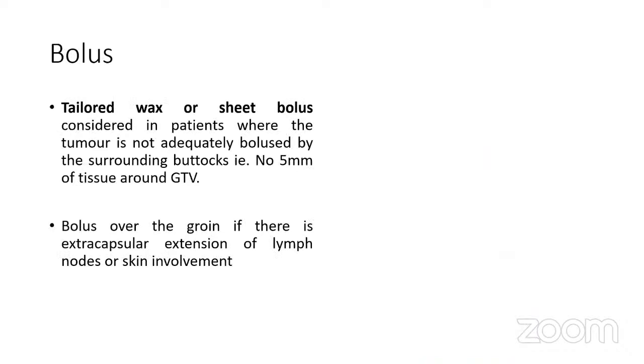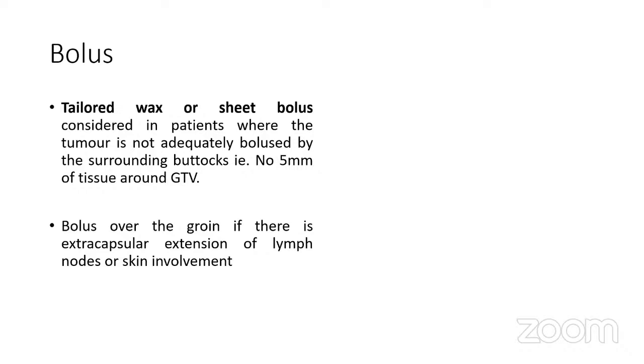Next is bolus. So when do we use the bolus? We always decide whether to use a bolus for a patient or not by seeing the MRI and seeing whether there is any perianal extension. If there is a mild perianal extension and the tumor is adequately surrounded by the surrounding tissue, that is the buttock, then there is no need for a bolus. You can just go ahead with a supine position and then plan it.